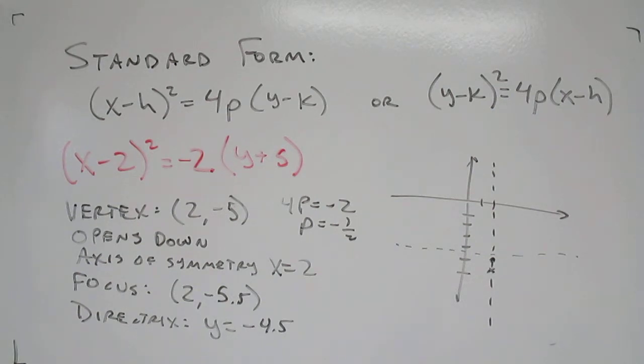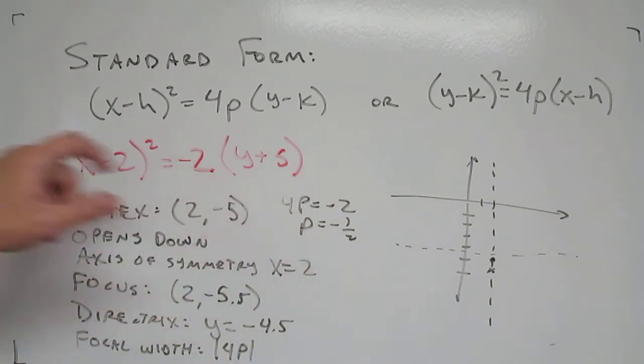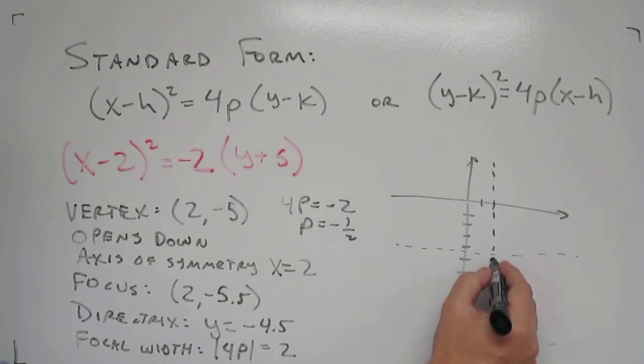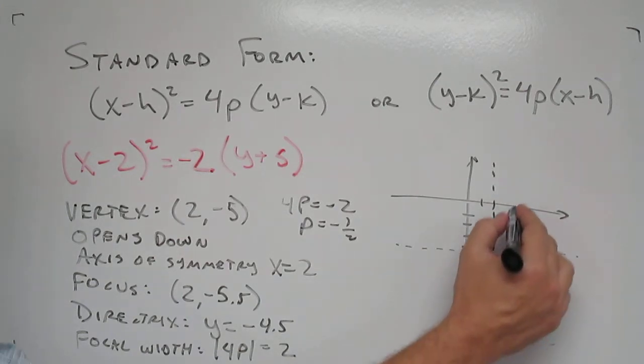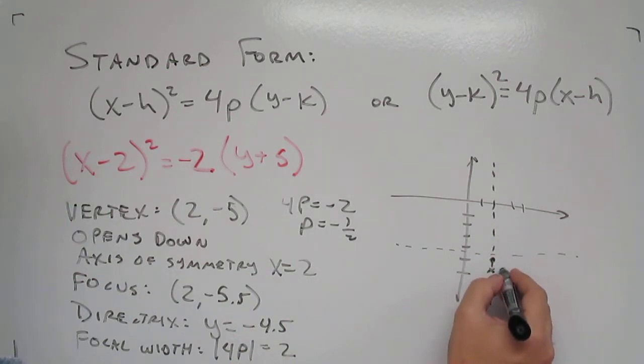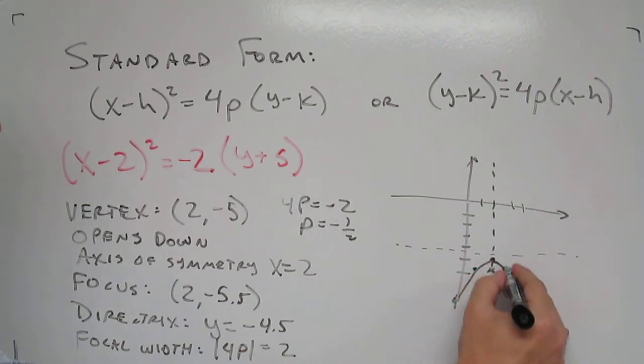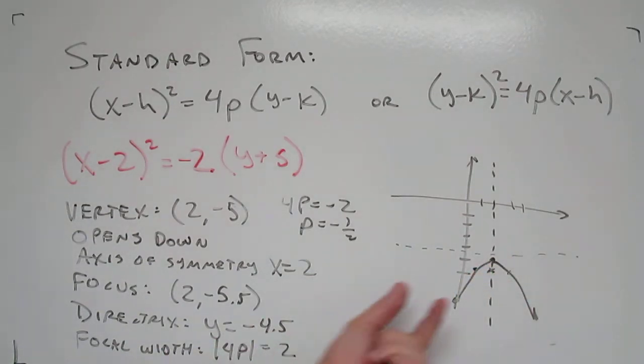If I wanted to find out what my focal width was, the focal width is always going to be the absolute value of 4p. So it's always a positive value. So the 4p was here negative 2. That's going to be equal to 2. And so what's nice is from the focus, since the whole thing is 2, I could go 1 in this direction, 1 in this direction, and that would give me a pretty good idea of what this parabola is going to look like.